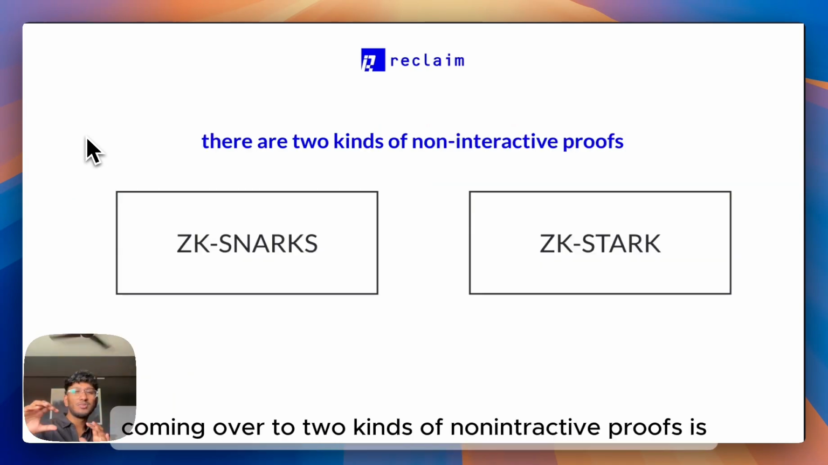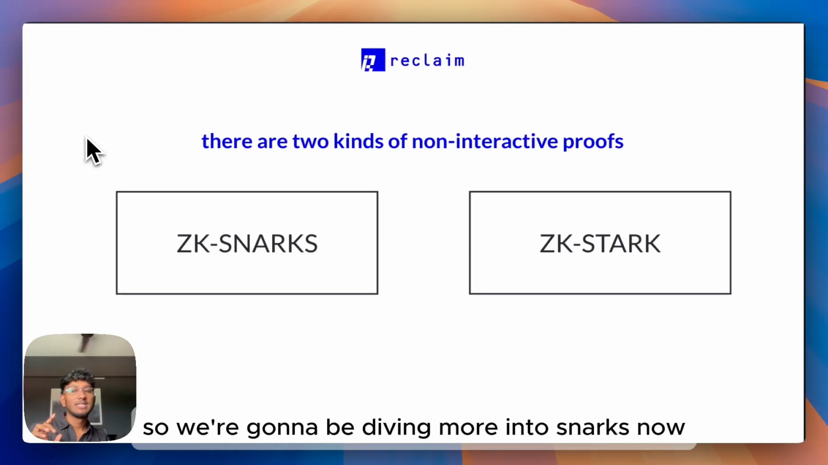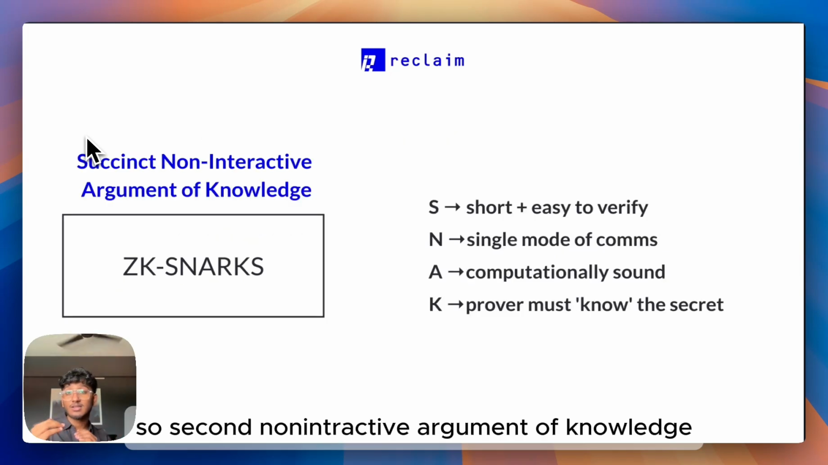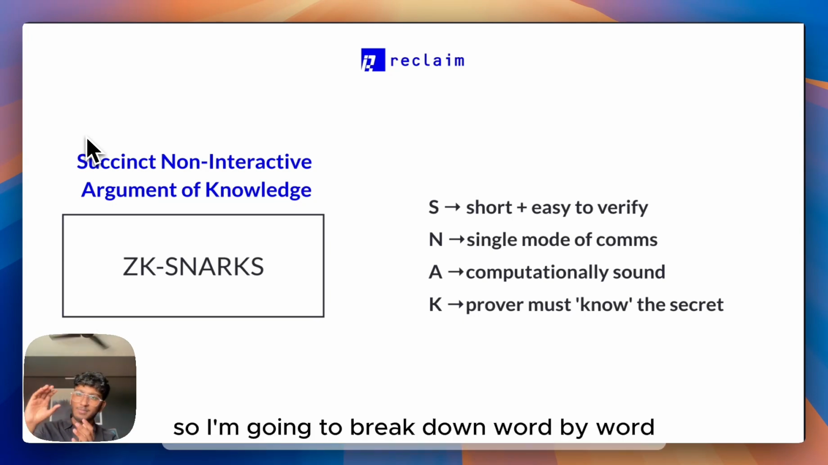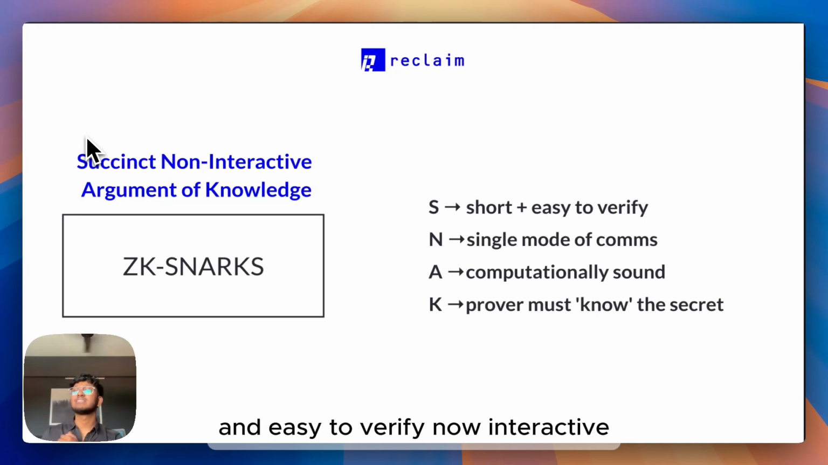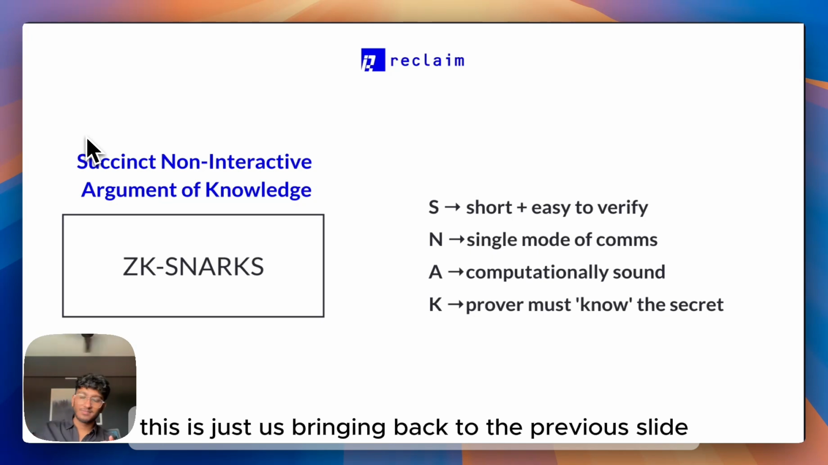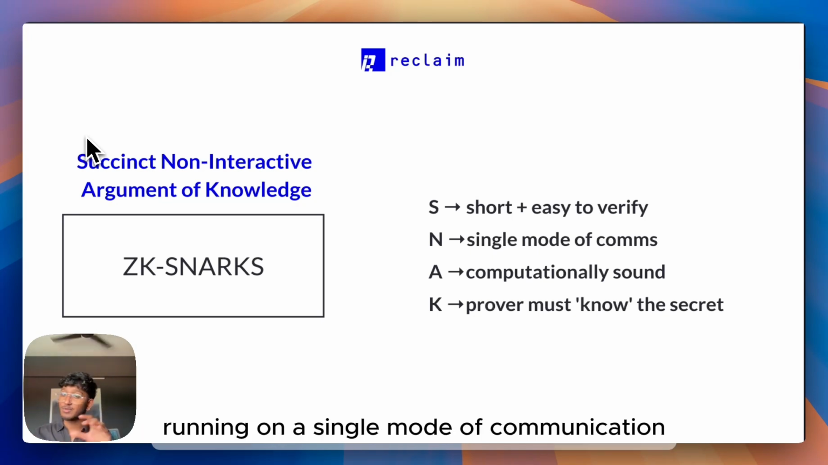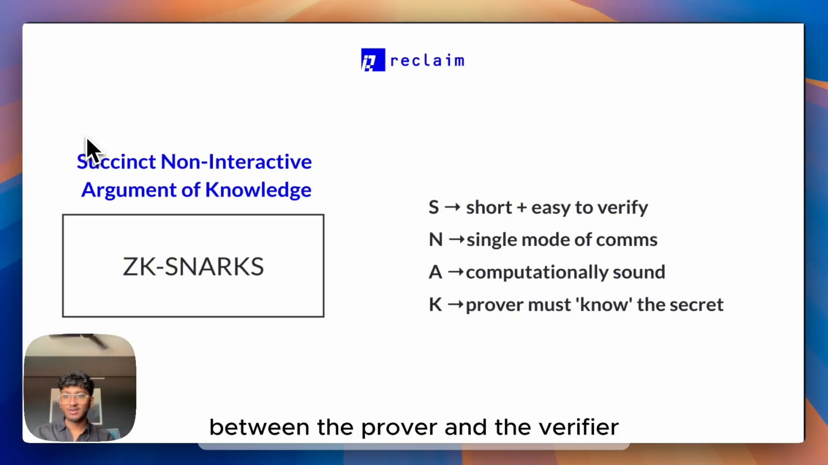So now coming over to two kinds of non-interactive proofs, we have SNARKs and we have STARKs. We're going to be diving more into SNARKs now because it's what we use at Reclaim Protocol. SNARK stands for succinct non-interactive argument of knowledge. So I'm going to break it down word by word. Succinct means that the proofs are going to be short and easy to verify. Non-interactive is just bringing back the previous slide, which means that it is running on a single mode of communication between the prover and the verifier.